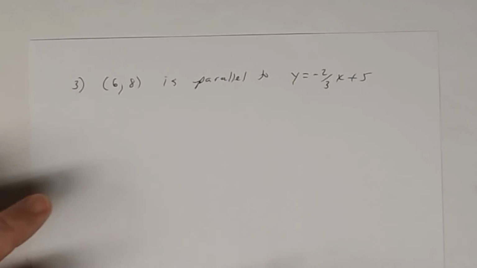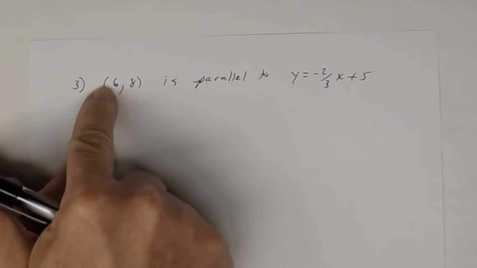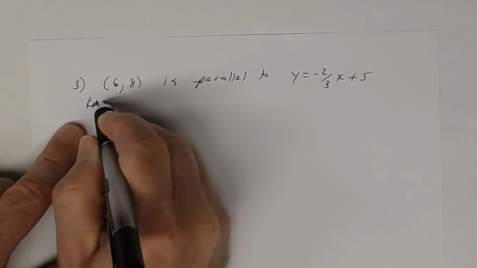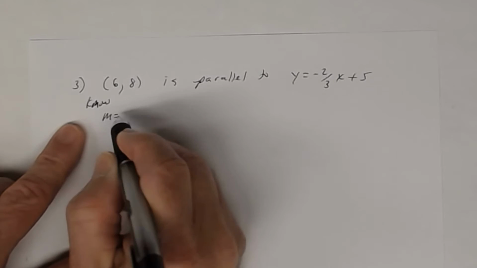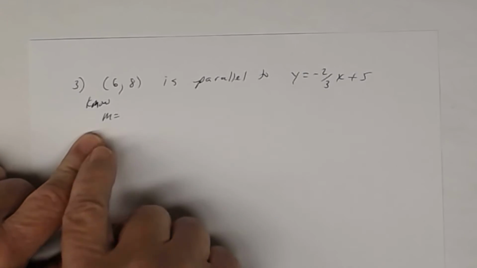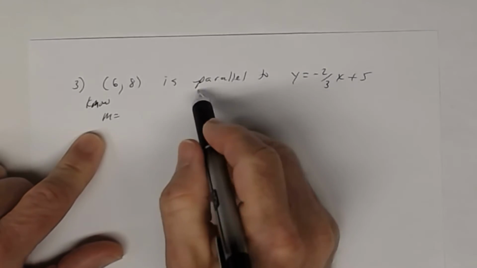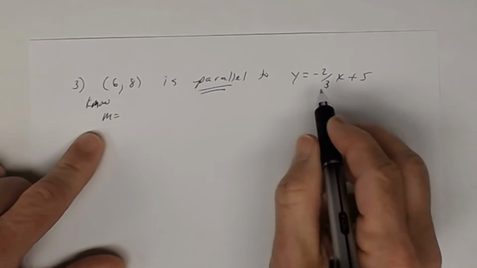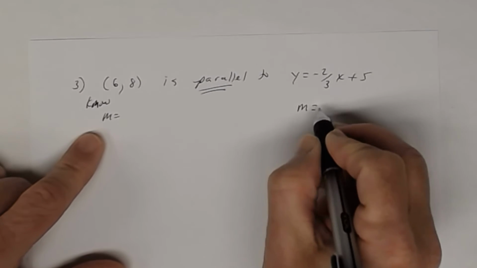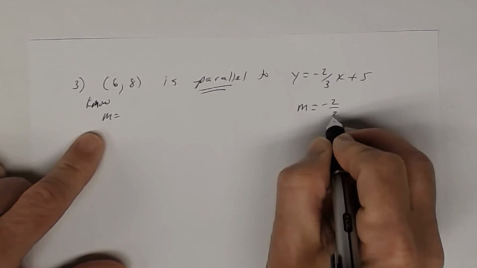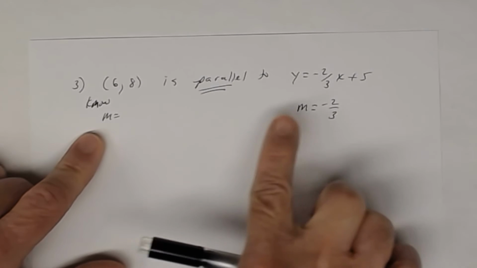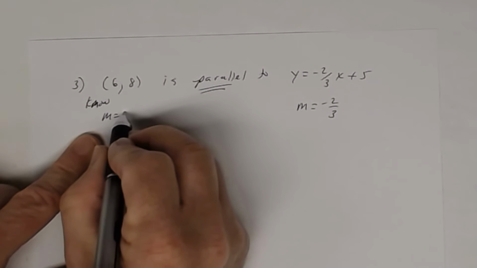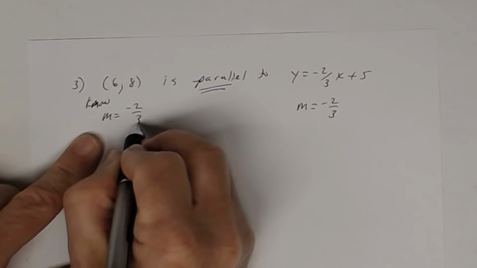All right. So notice that if I want to find the equation of this line that goes through this point, I need to know the slope of that line, which I don't know yet. But I do know this line is parallel to this line. And this equation is already in slope-intercept form, so I can easily find the slope. The slope is the coefficient of x, so that's negative 2/3. So since those two lines are parallel, the slopes have to be equal. So this line will also have that same slope, negative 2/3.